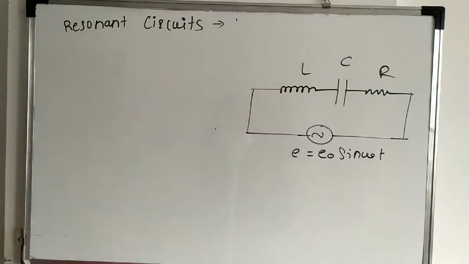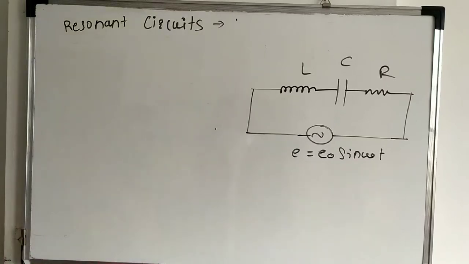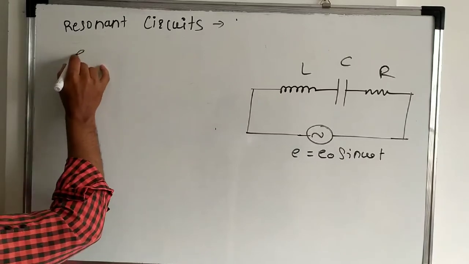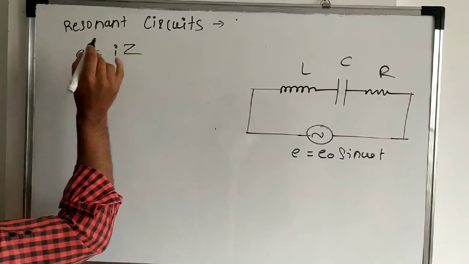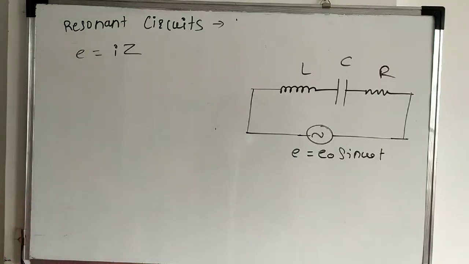The applied EMF is an AC EMF, which is nothing but E naught sine omega t. Now how can we derive the value of the resonance in this circuit? What is the value of E, that is the applied EMF? It is given by IZ. What is Z? Z is called the impedance of the circuit.